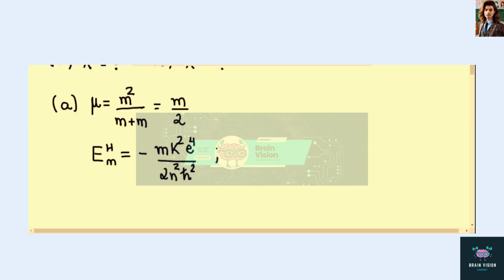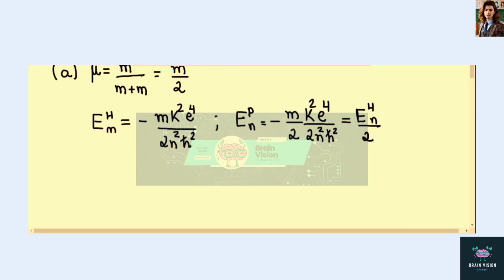Now, the energy of the positronium is given by minus the reduced mass, which is m over 2, times k squared, times the charge of the electron squared times the charge of the positron squared, and the charge of the positron is equal to the charge of the electron, so this is e to the fourth as well, divided by 2 n squared h bar squared. So notice that this is the same energy as the hydrogen atom, but divided by 2. So the energy of the positronium, E_P,n, is equal to the energy of the hydrogen atom, E_H,n, divided by 2.